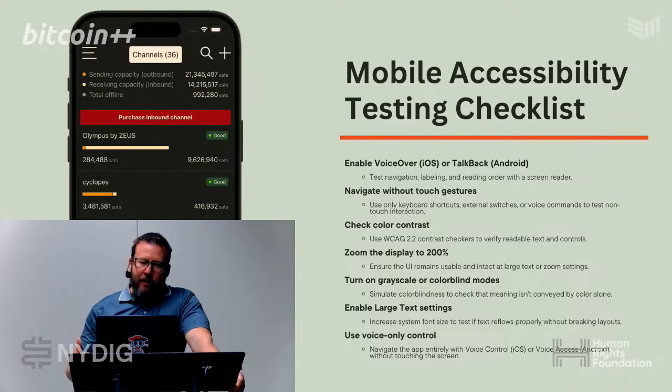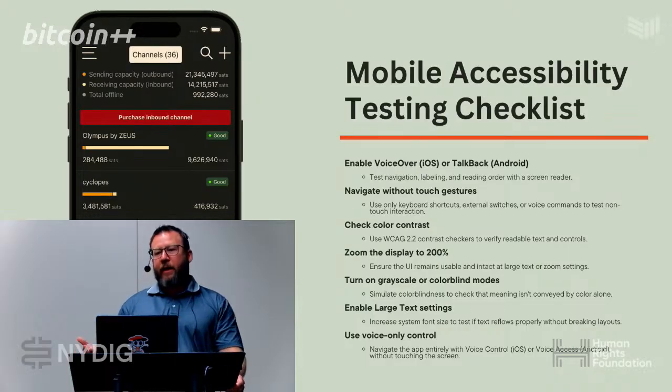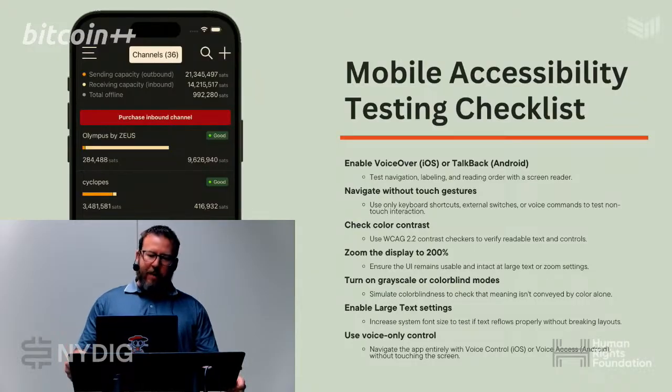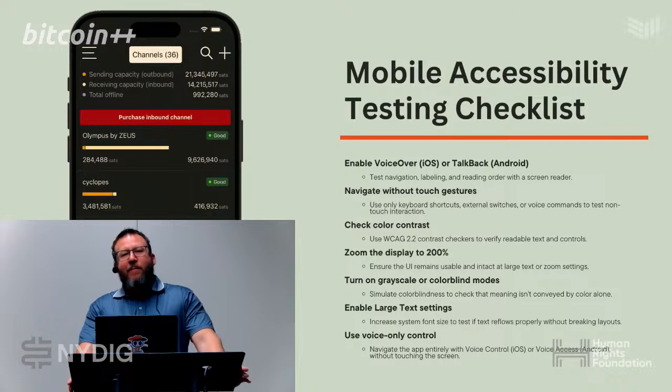Another check that's a really good one to do is navigating without touch gestures. So using keyboard shortcuts. You might want to plug in a Bluetooth keyboard or you plug in a keyboard directly and use the keyboard to try to navigate the application. If you can't get to everything with the keyboard, then there's probably an issue there. Then same thing with voice commands or other non-touch interactions.